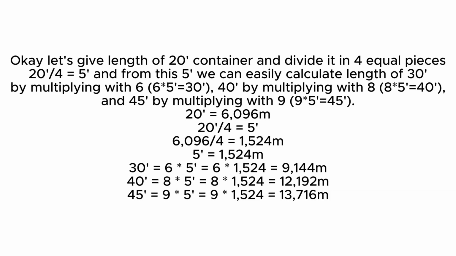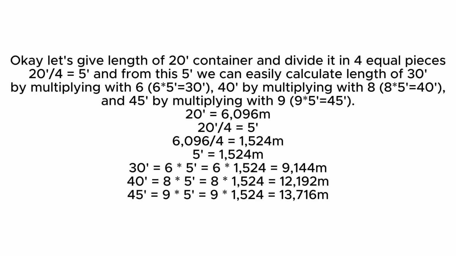20 feet is 6.096 meters. 20 feet divided by 4 is 5 feet. So 6.096 divided by 4 is 1.524 meters. So 5 feet is 1.524 meters. 30 foot is equal to 6 times 5 feet, so it's 6 times 1.524, and it's equal to 9.144 meters.